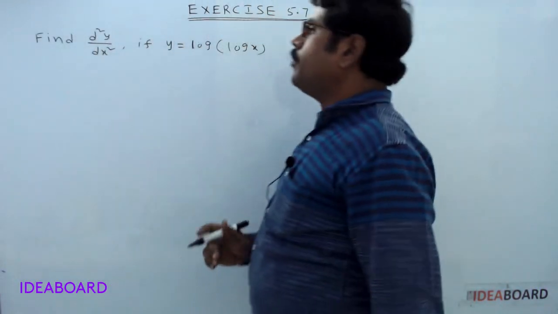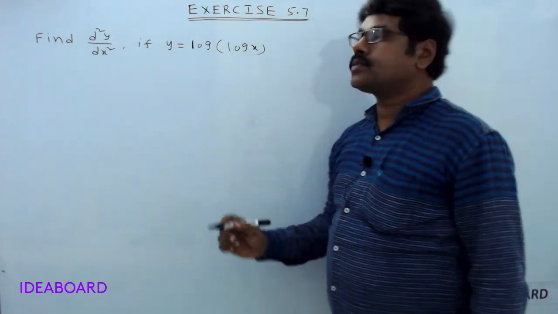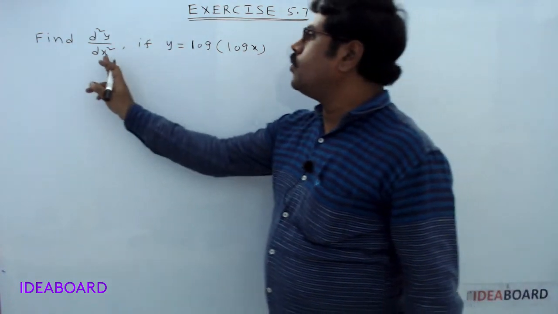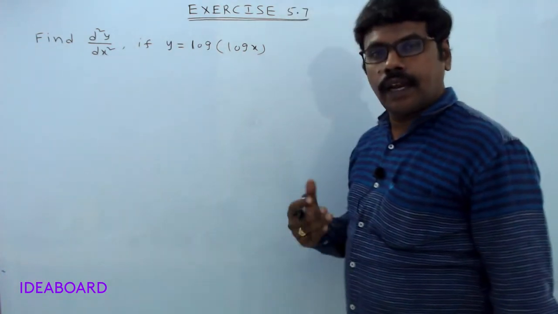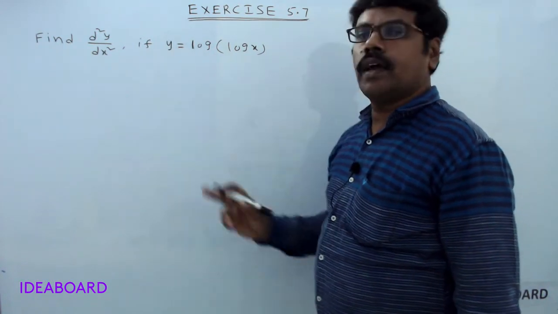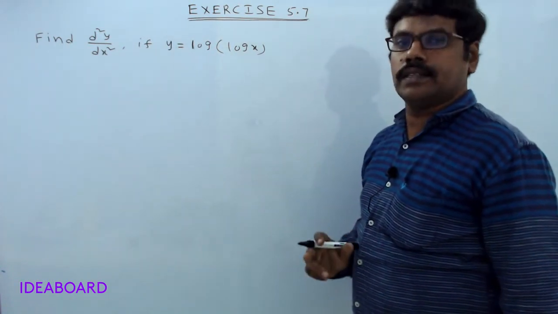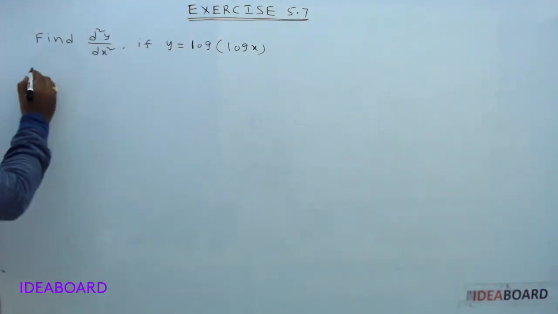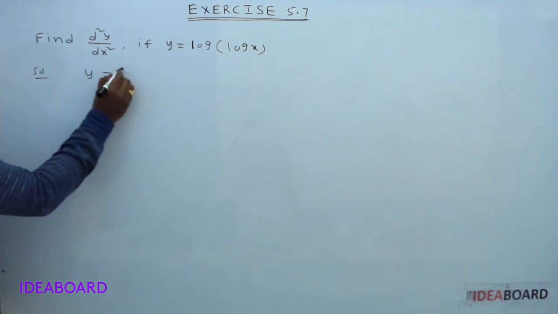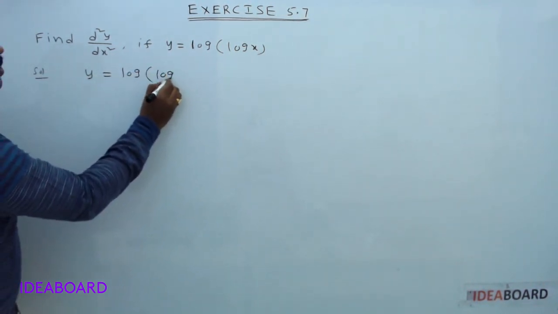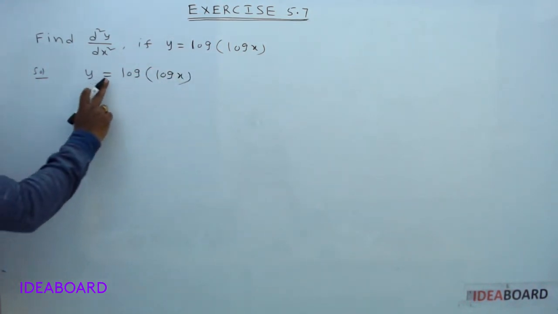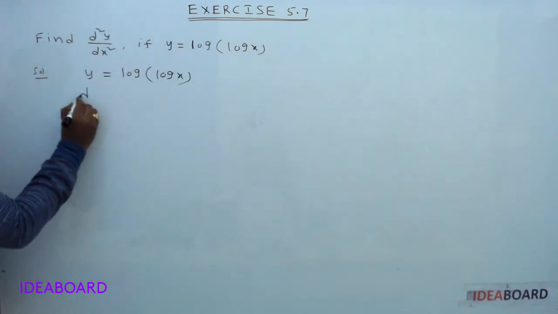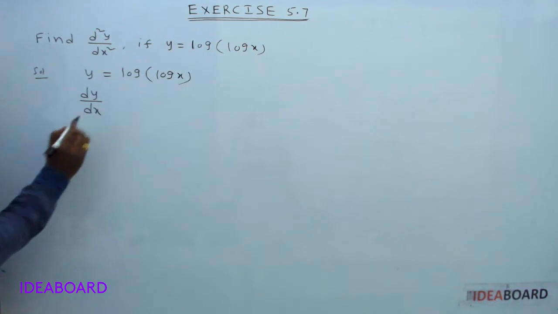Now see the next problem. Find d square y by dx square if y equals log of log x. Again we need d square y by dx square. It means we differentiate the function y two times with respect to x. Now first write down the given function. So y equals log of log x. Now differentiate this equation on both sides with respect to x. So the derivative of y with respect to x is dy by dx.